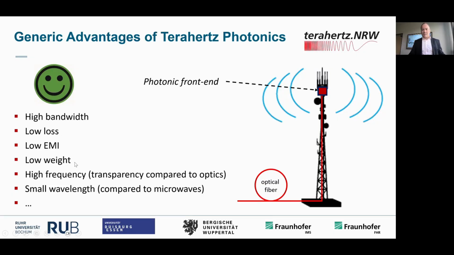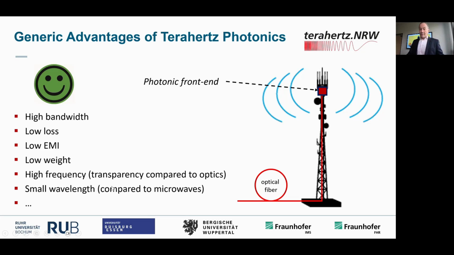Bandwidth is maybe the most important one. High frequency, which means that we may be transparent to some materials like clothes, allows us to do imaging after or in a box. We can look into a box, so we can look behind clothes at the airport. But this is not so much of importance for communications.